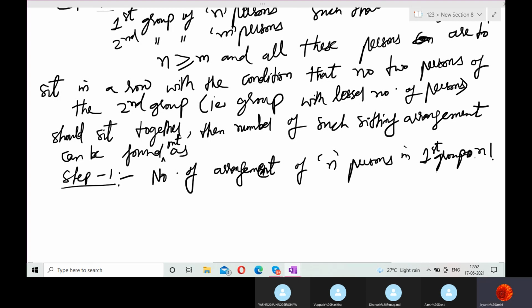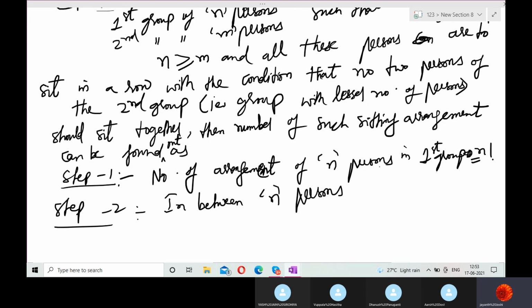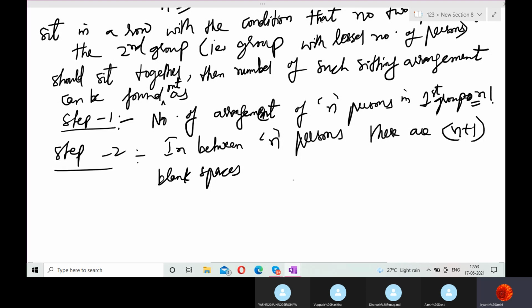The number of boys can arrange themselves in n factorial ways. Already told you, if all the boys are taken at one time, you can arrange the boys in n factorial ways. Now, in between n persons, there are n plus 1 blank spaces. Of course. So therefore, I will tell you how.